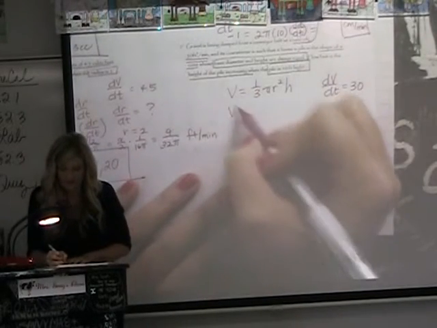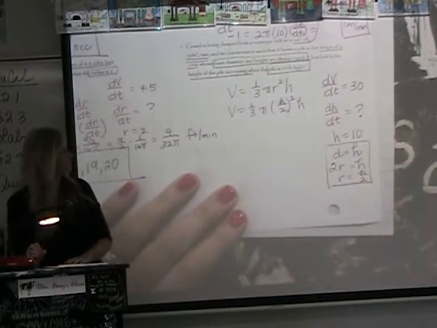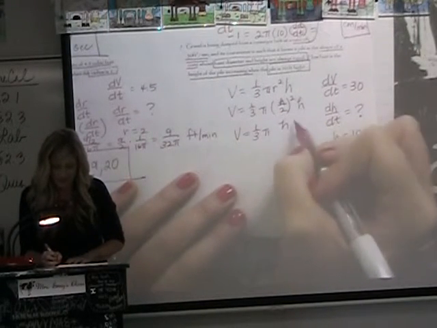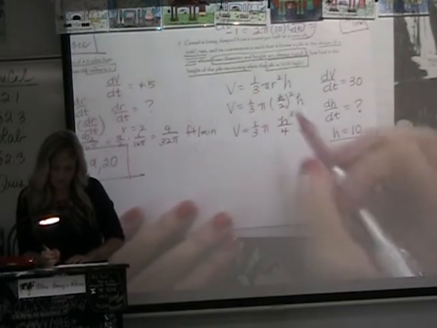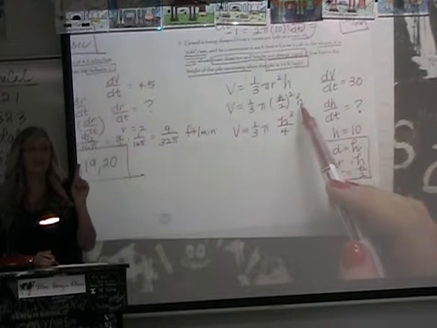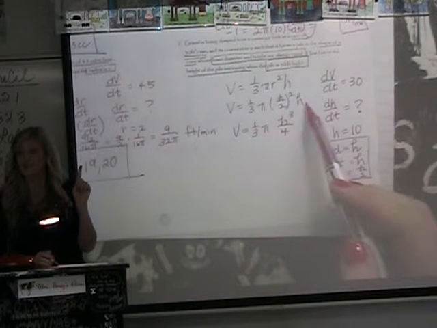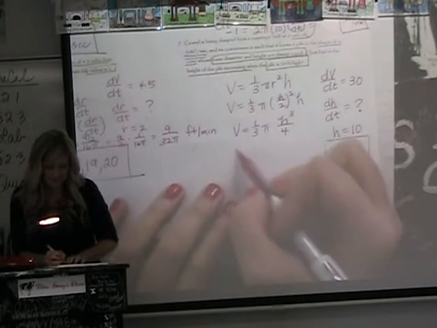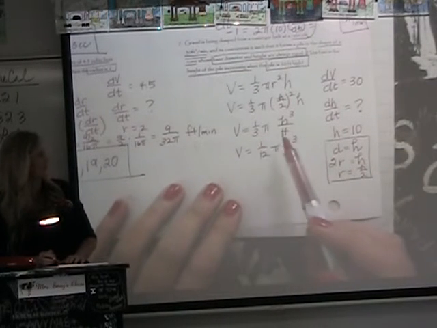Okay, so let's do it. V equals 1/3 pi times h over 2 squared times h, which means V is 1/3 pi h cubed over 4. Is that right? Yes, it is. H squared, and then I multiplied it times the h on the outside. So h squared times h is h cubed. You with me now? Okay. And then I'm going to say 1/12 pi h cubed, because I multiply my 1/3 and my 1/4 together.